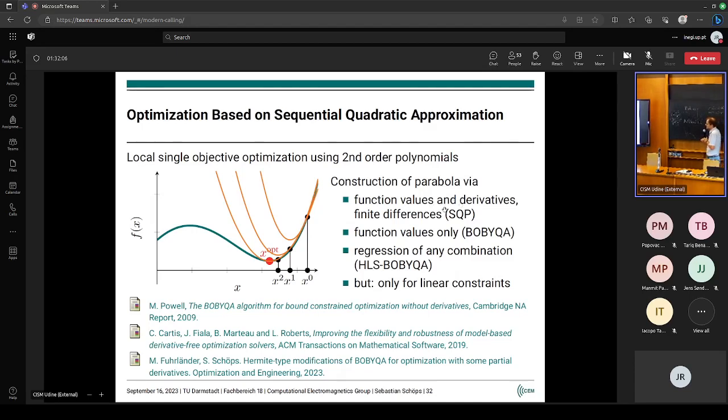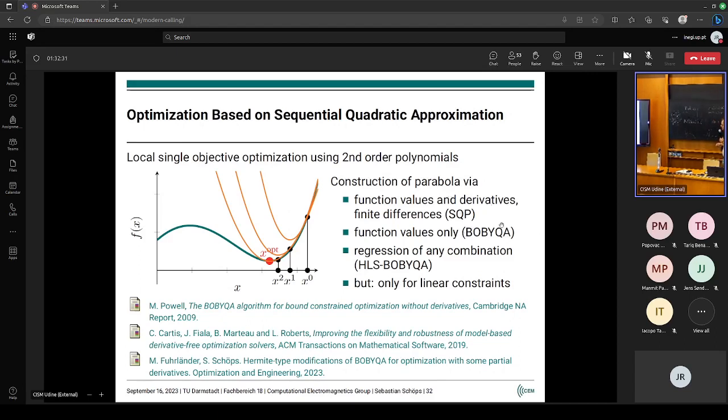And this essentially comes back to what people call sequential quadratic programming, the SQP method. If you do not have derivatives available, what you can do is finite differences. To our experience, if you have the derivatives, that's great, just go for it. If you need finite differences, this approach is not always so super efficient. Then more attractive is BobbyQA.